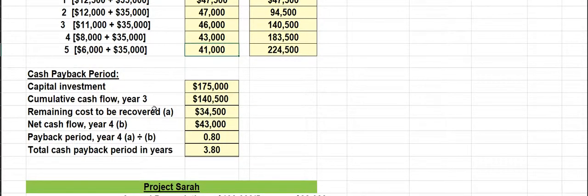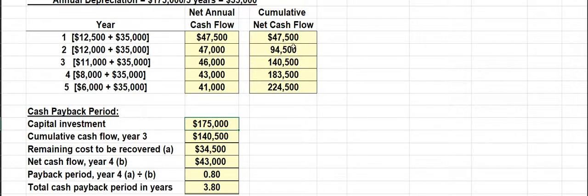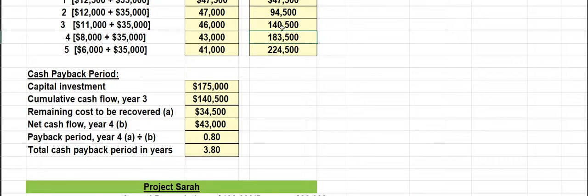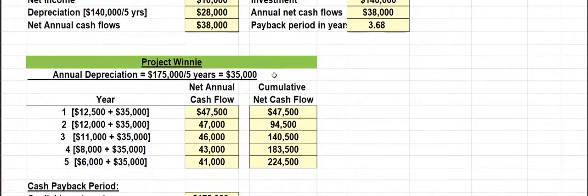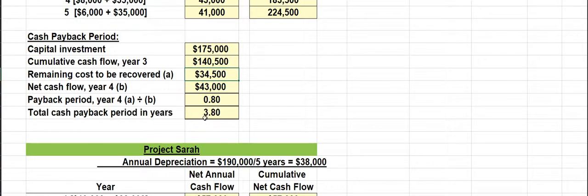However, finishing the problem, we take the initial investment of $175,000, and you will notice based on the cumulative cash flows, by the time we get to year 3, we're at $140,500, and in year 4 we exceed the $175,000. So we know it's going to take no more than 4 years. So it will be 3 years, plus we need an additional $34,500 to get us to $175,000.